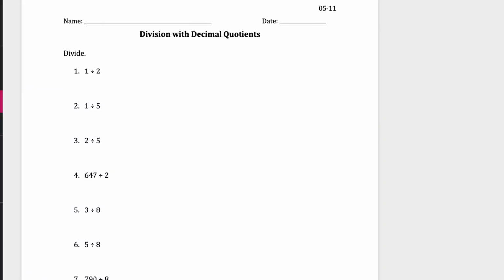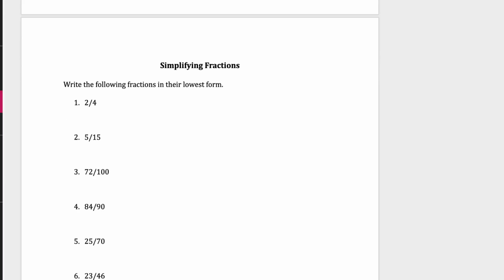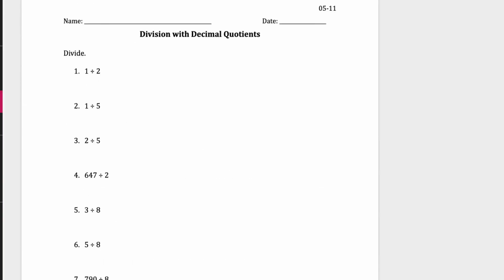Today we'll be talking about division with decimal quotients, word problems, dividing decimals, and simplifying fractions. We'll be starting off with division with decimal quotients. So for number 1, we have 1 divided by 2, and we would write that with the 1 inside the division bars and then the 2 outside.